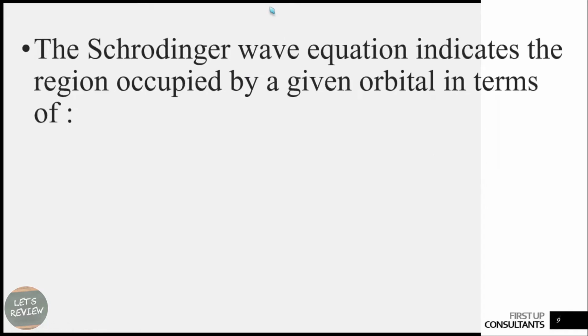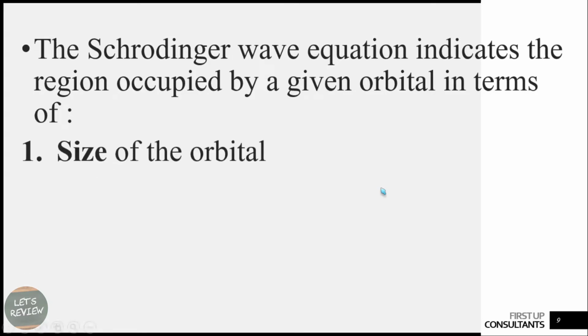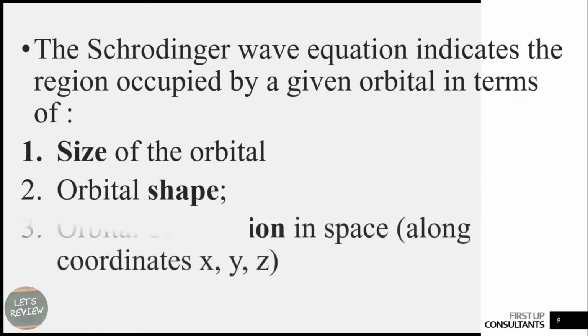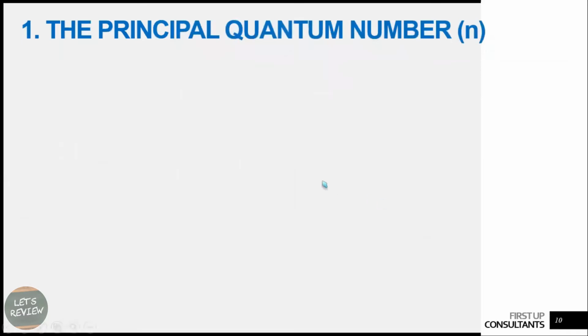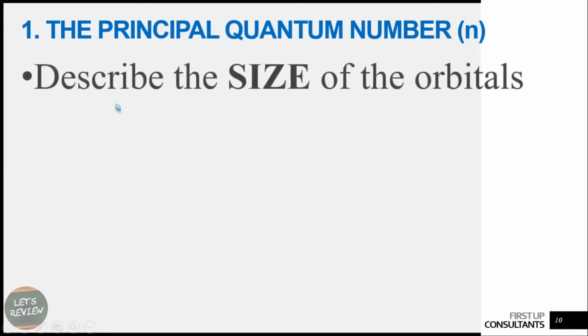Here, the Schrödinger wave equation indicates the region occupied by a given orbital in terms of, number one, the size of the orbital, second, the shape, and third, the orbital orientation in space, along with its coordinates, the x, y, and z. So let's have the first one. It's the principal quantum number, and the symbol that we use for that is a small letter n. Again, that's the principal. What is this all about? It is the one that describes the size of the orbitals.